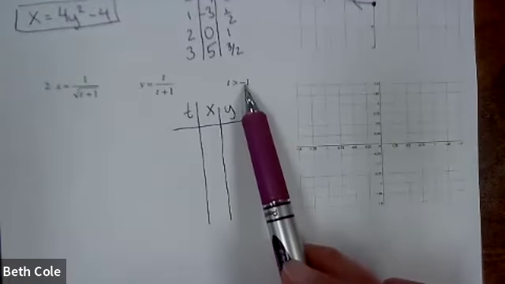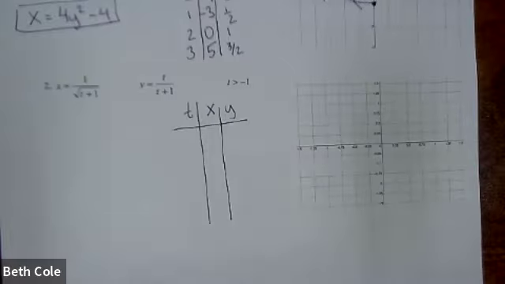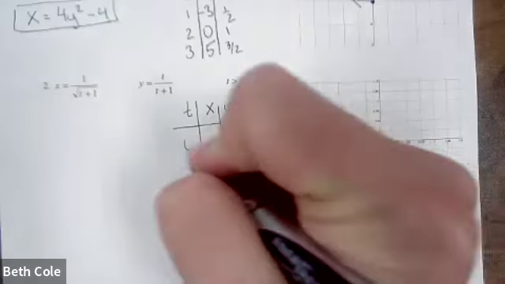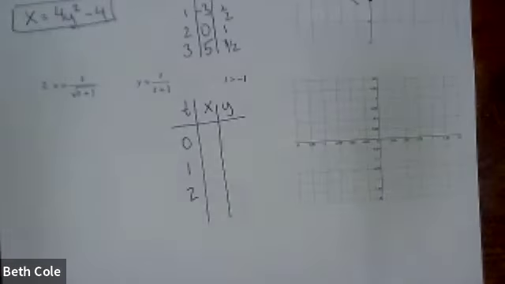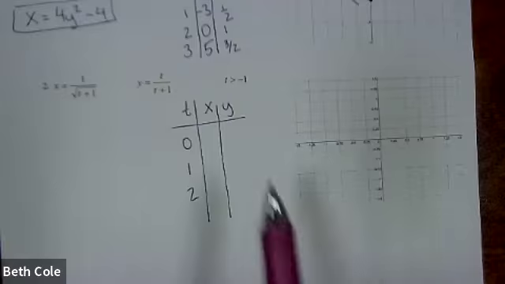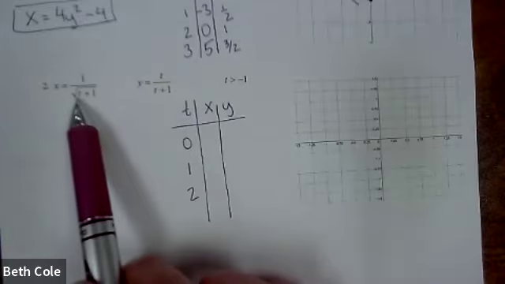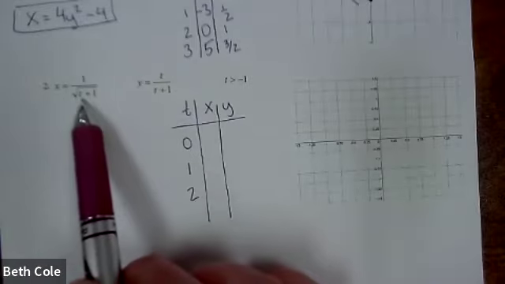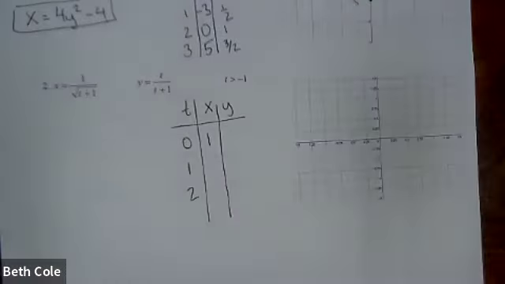So I can't plug in -1, but what's a number bigger than -1? We want to keep on going. So we're going to do 0, 1, 2. Now that goes on forever and ever. So we'll just kind of see what we get. Right? So if we plug in 0 for our time in our x equation, what are we going to get? 1.